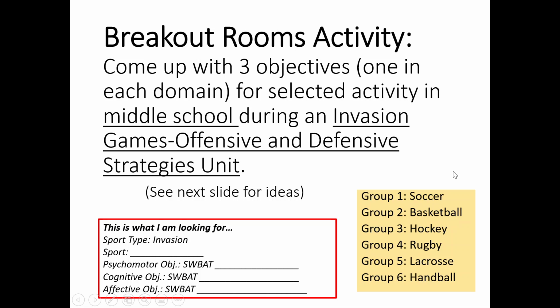So here's where we were going to go into our breakout rooms. For participation points, do just this, okay? And then you can submit it to Blackboard, or D2L, sorry. Come up with 3 objectives, 1 in each domain for the selected activity in the middle school.